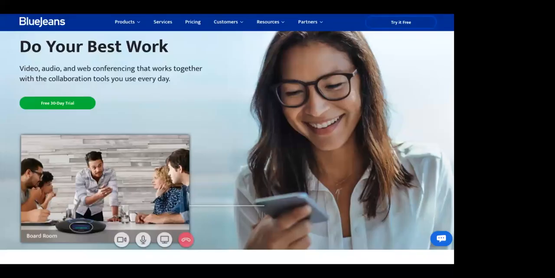And then we have Blue Jeans, and Blue Jeans basically says, do your best work, video, audio, and web conferencing that works together with the collaboration tools you use every day. So we have these really interesting competitors, 3 different competitors. And I'm going to show you how I kind of look at them in that term. So let's talk about Zoom, Skype, and Blue Jeans.